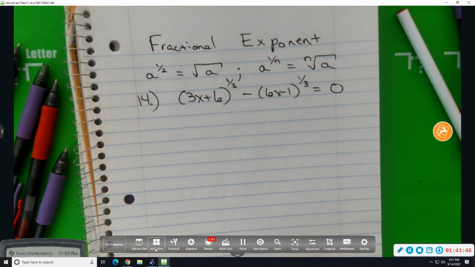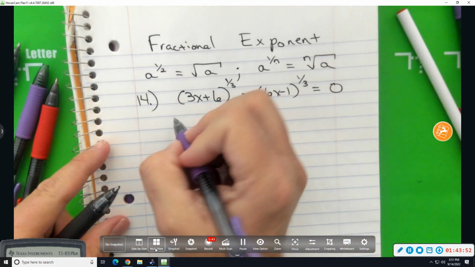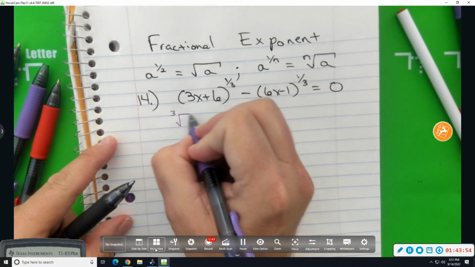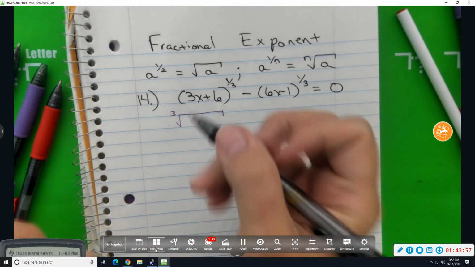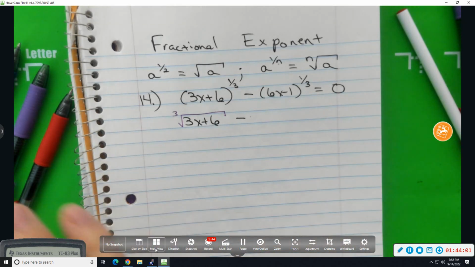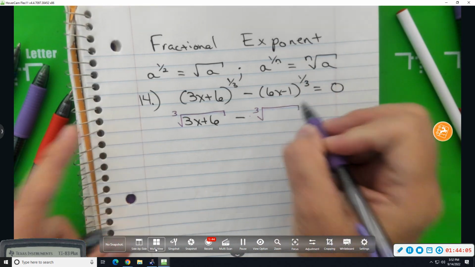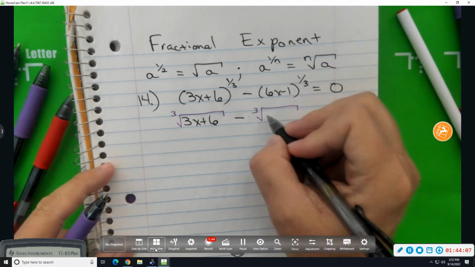Okay. First thing I'm going to do, I'm rewriting the 1/3 exponent, which is the same thing as a cube root. So we have the cube root of 3x plus 6. This is going to look a lot better once we do this. If not better, it'll look more familiar. Minus the cube root of 6x minus 1.